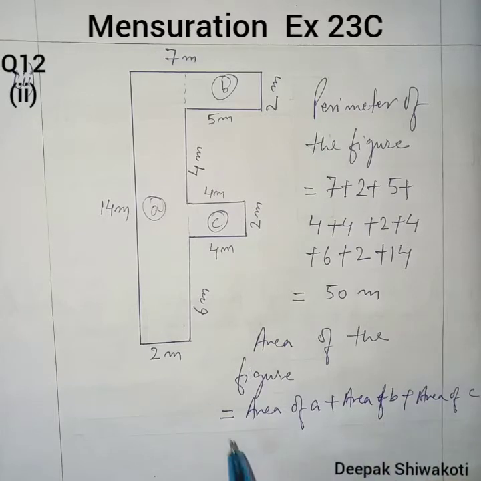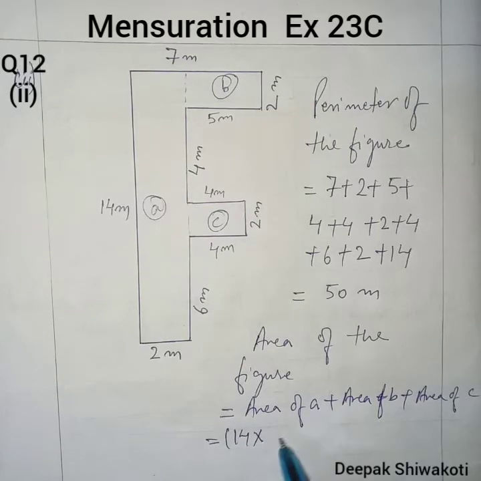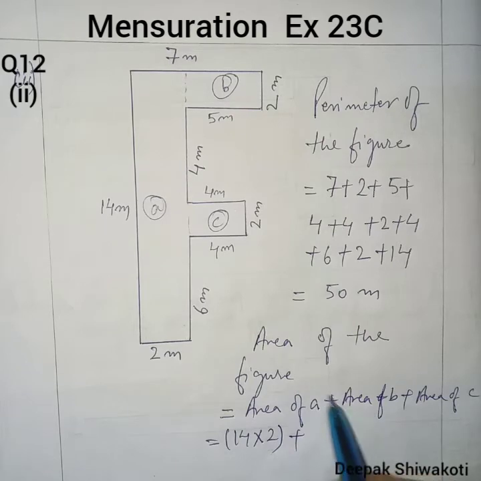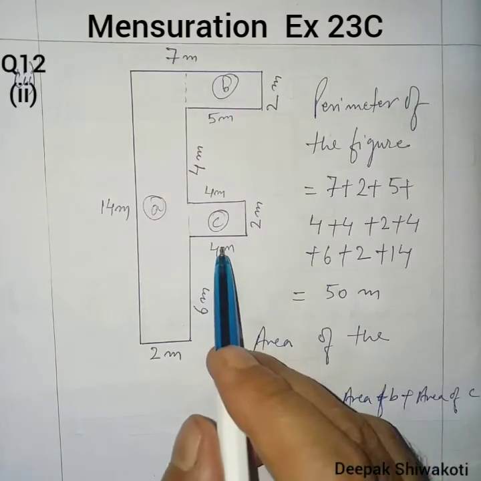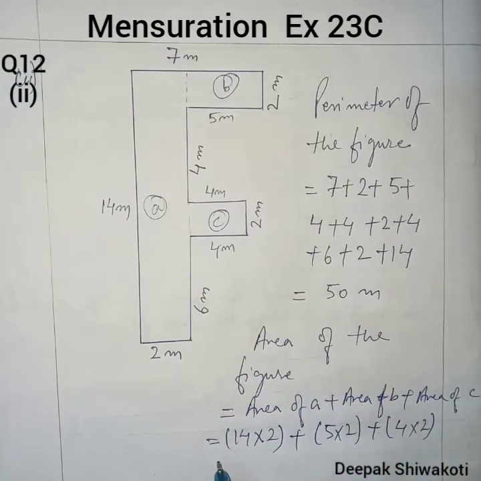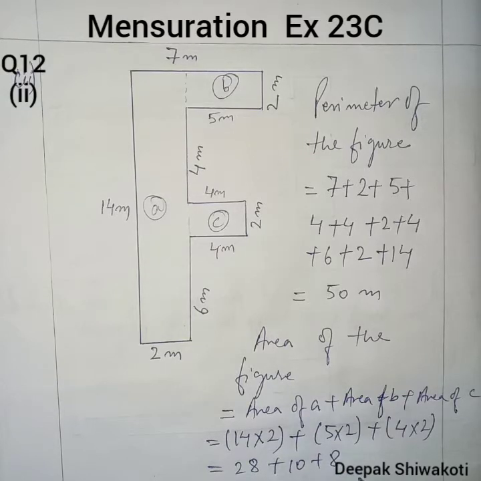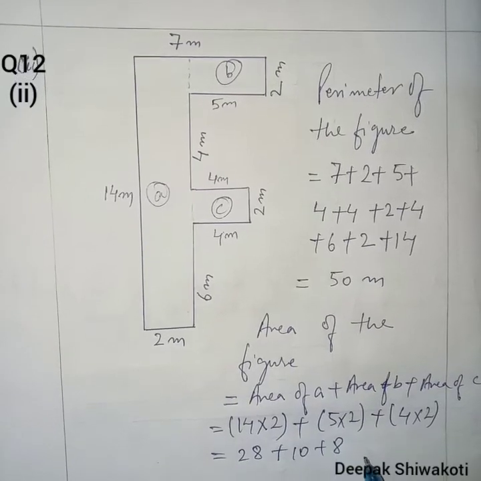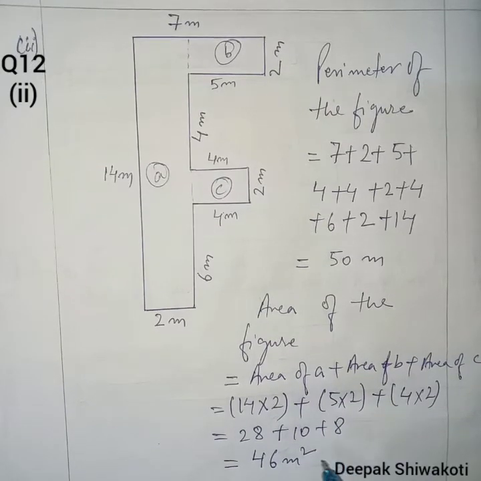So area of A will be equal to length into breadth, so that is 14 into 2, plus area of B, that is 5 into 2, length into breadth, plus area of C, that is 4 into 2, this is the breadth, this is the length, 4 into 2. So here 28 plus 10 plus 8. Okay, so this will give you the area of the given figure, which will be equal to 46 meter square. Okay, so this is the area of this given figure.